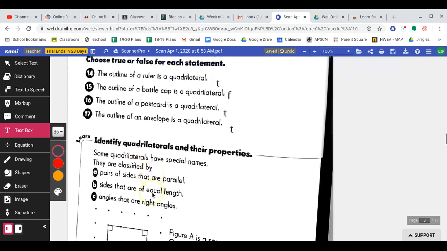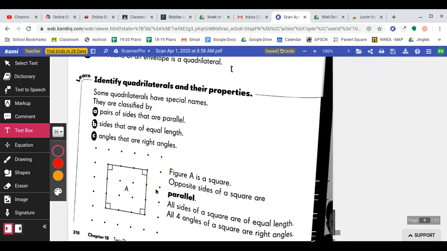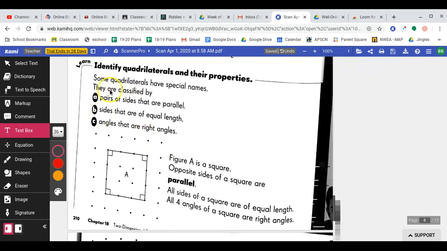Okay, now a quadrilateral can be classified by if the pairs of sides are parallel to each other. Remember, we just talked about parallel lines. 2 lines that are always the same distance apart. They never become closer or further away. They are always equal distance apart from each other. We can also classify some quadrilaterals by if the sides are of equal length and if the angles are right angles or not.